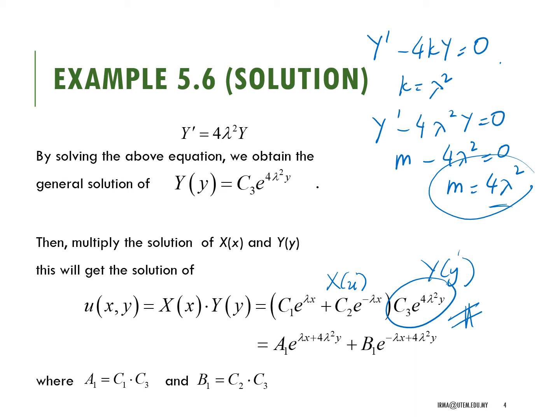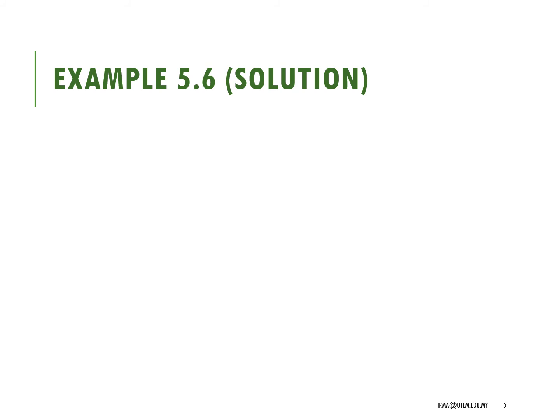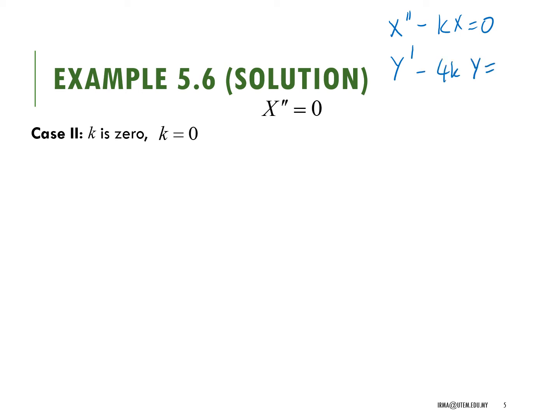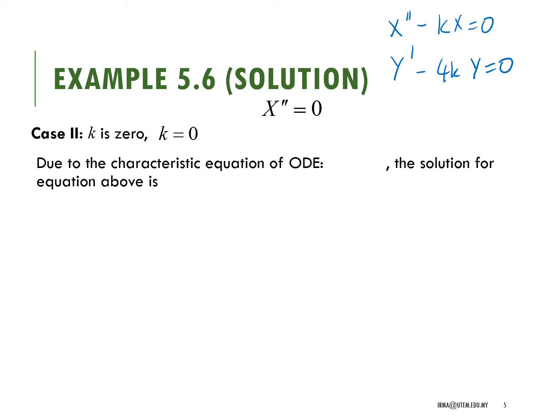So next we will proceed with case 3, which is case k equal to 0. I will write again the equation. The equation is x double prime minus kx equal to 0, and also y prime minus 4ky equal to 0. So when k equal to 0, you will have m square equal to 0. So m square equal to 0 means that you will have m equal to 0 and 0.